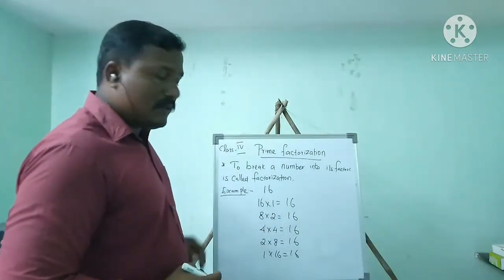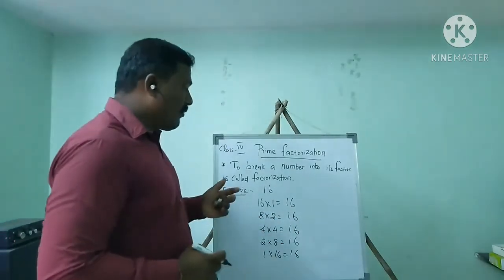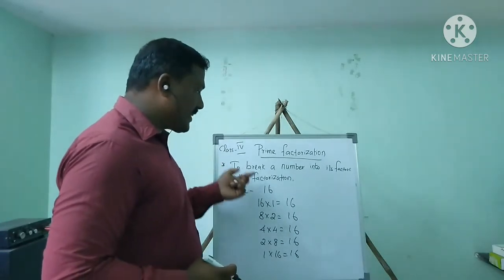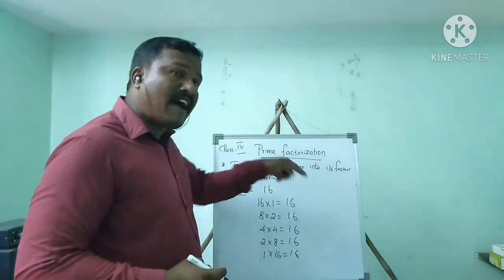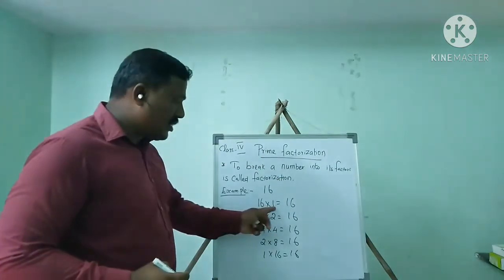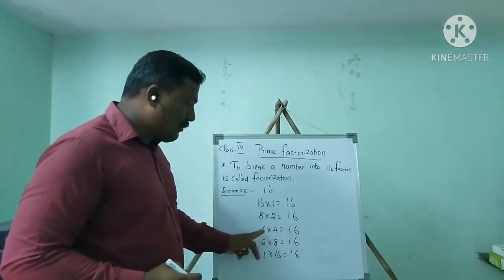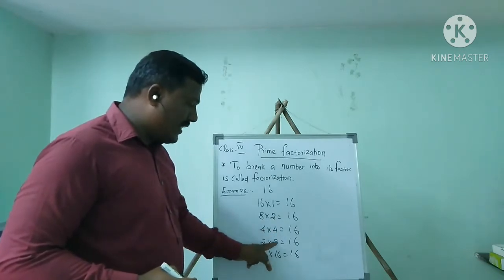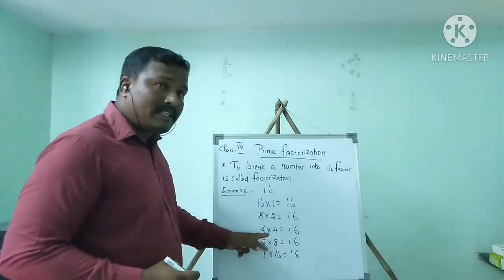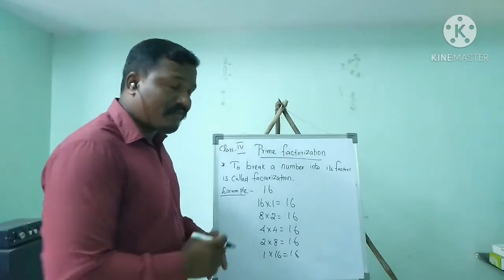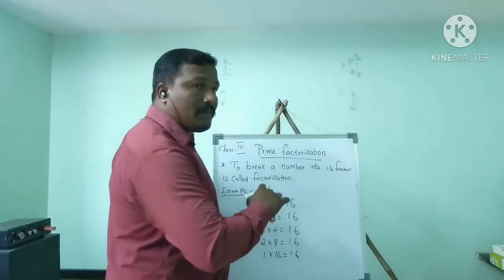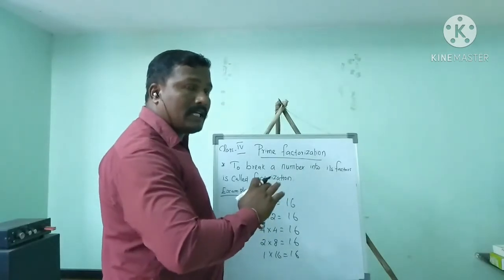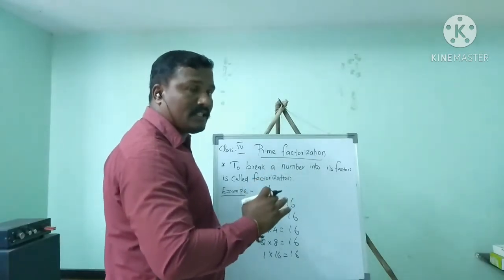Okay, now let me come to the point. Now we have to break up. Actually 16 is the number. Now we break the number into its factors. So 16, 1, 8, 2, 4, 4, 2, 8. These are the factors, but 16 is a multiple. Let me see another example. I will tell you another method. Using that method, we have to break the factor into its factors.